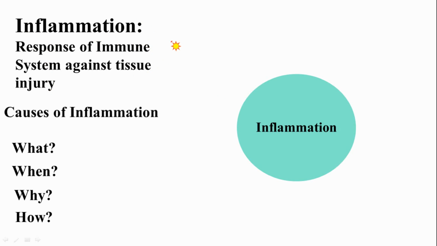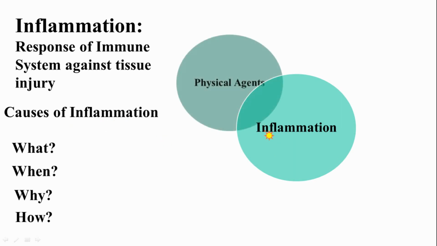So the first question, what is inflammation, is clear to us now: it is the response of the immune system against tissue injury. Now we'll see when this inflammation takes place. What are the different causes of inflammation? The first cause is that inflammation can be because of some physical agents. We have already discussed that inflammation is a response against tissue injury, so how can this tissue injury take place? It can take place because of some physical agents.